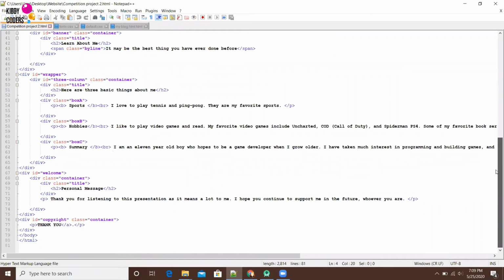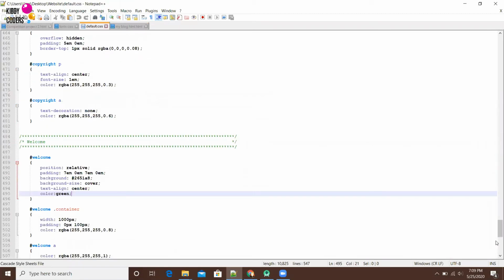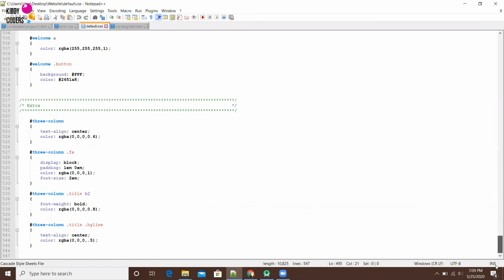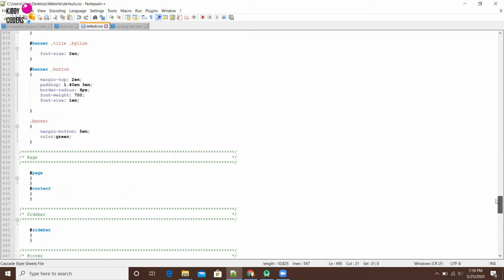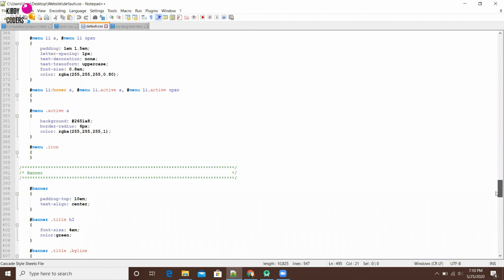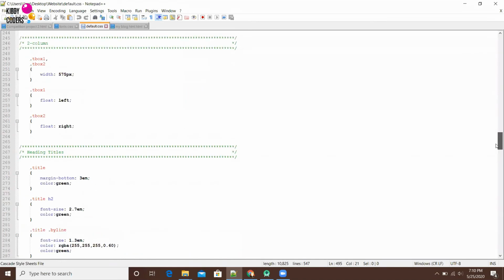Can you show us the CSS? Yes. Okay. So basically, I'm designing it with the classes and just matching them, and yeah.